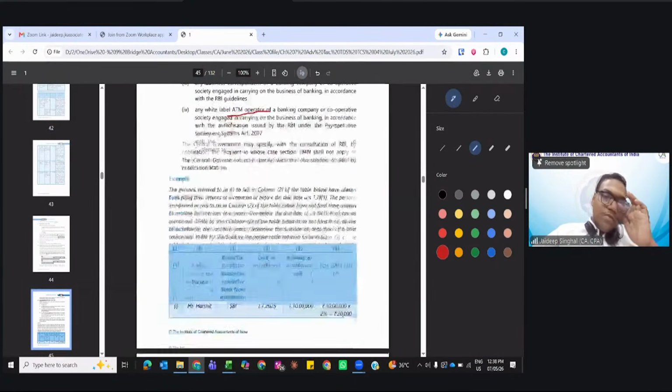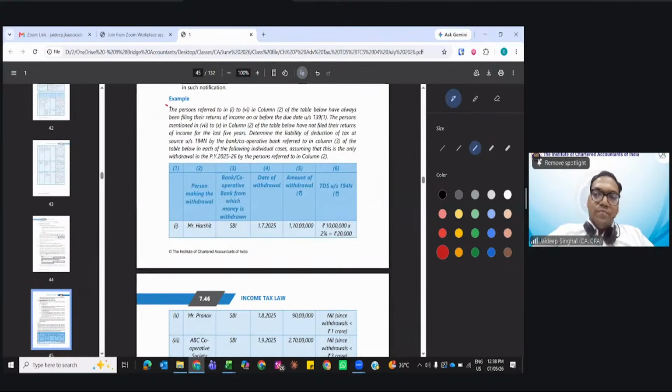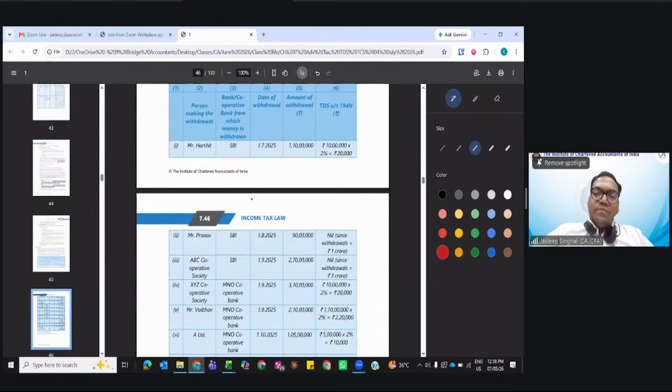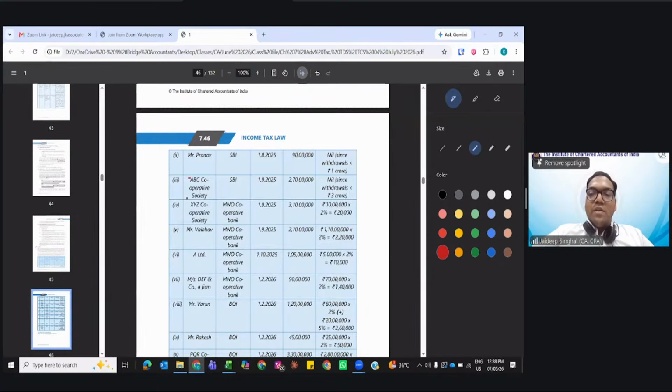Okay. Now this is a good example. You can do it. I'll just take 1 or 2 questions in it. Now it says in 1 to 6, assume the returns are filed on time. In 7 to 10, assume they have not filed the returns. First, let's suppose this cooperative society has withdrawn 2 crores 70 lakhs. They filed the returns on time. The limit is 3 crores, so no TDS is there.